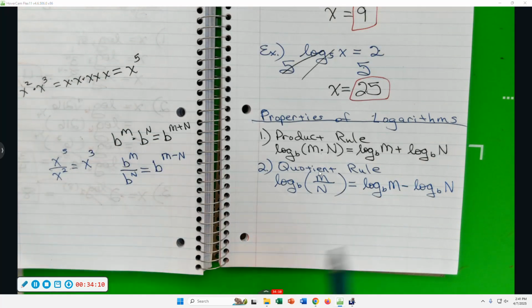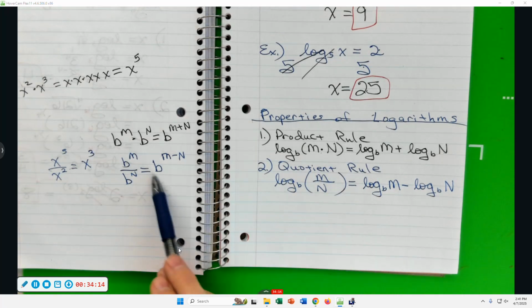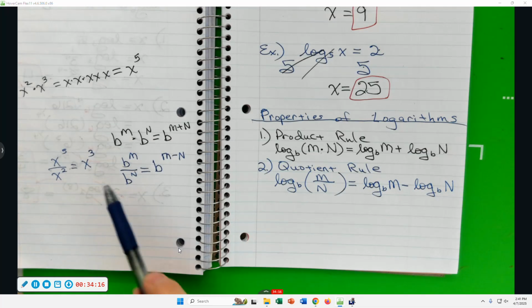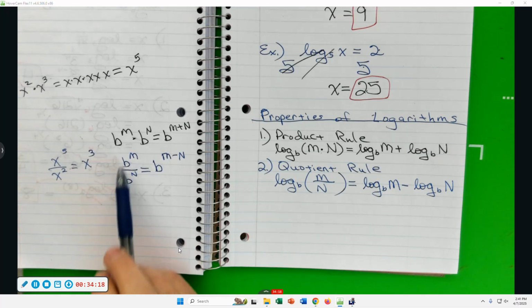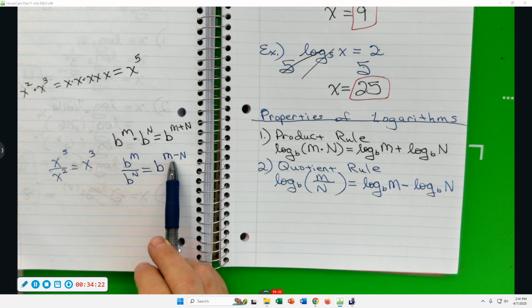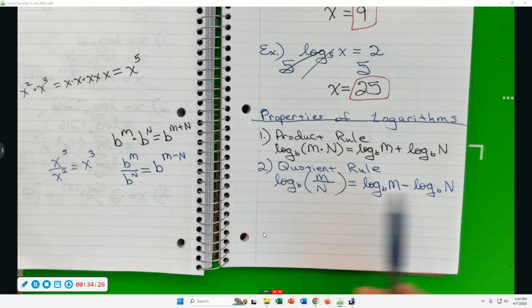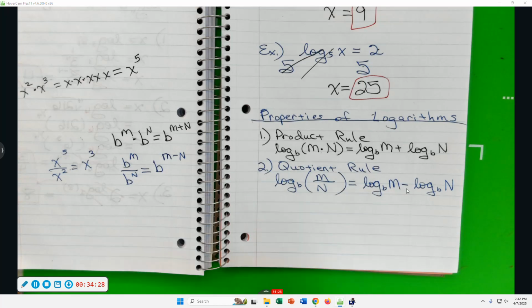So there's a quotient rule for logarithms, and it's strangely similar to the quotient rule of exponents. Here we have the exponentials to the base b being divided, so you subtract the exponents. Here the arguments are being divided, so you subtract the logarithms. And we'll see examples using these properties in a moment. Here I just want to state the 3 properties.